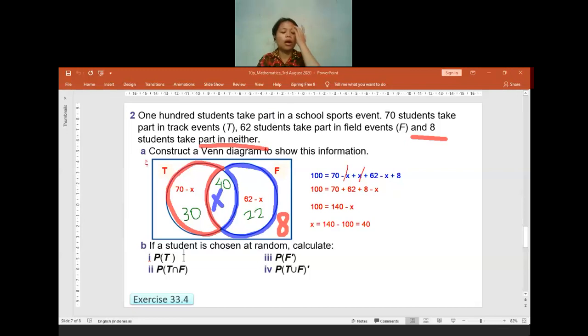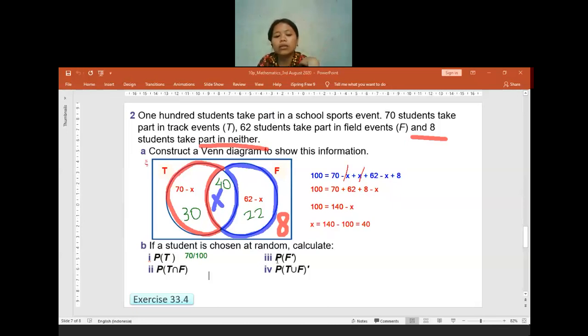Okay then. Now for question B, if you have no question, I'll continue. A student is chosen at random, calculate the probability of t. Because it's only t, it means we have to take the full circle of t. If it is the full circle of t, how many will it be? 70. Yeah, it will be 70 out of 100. If it is a probability and it only says t, we will take the full circle of t.